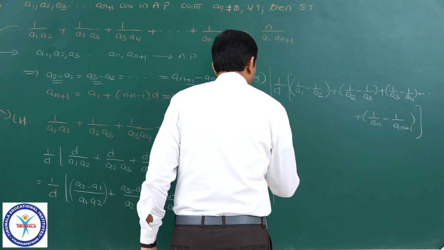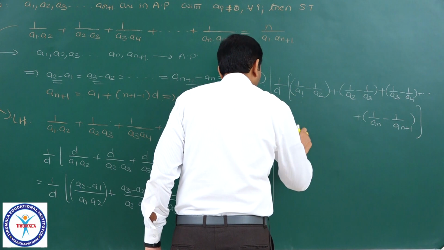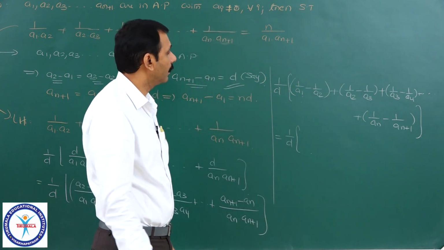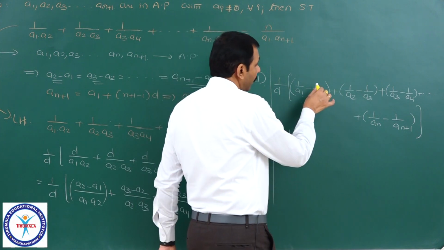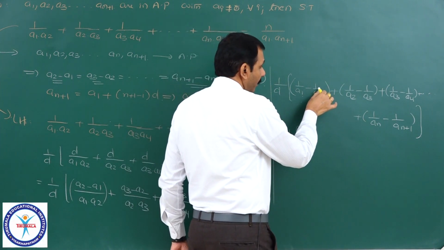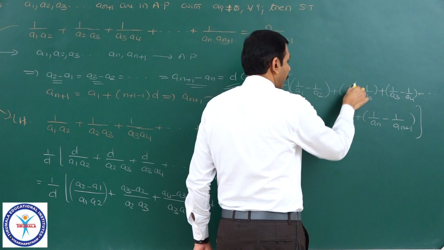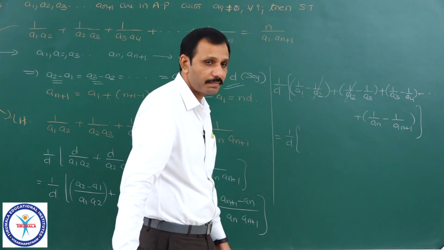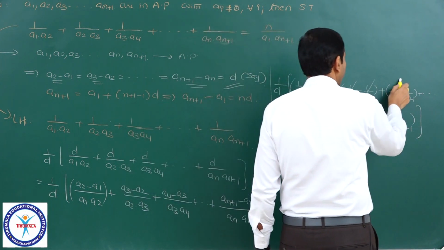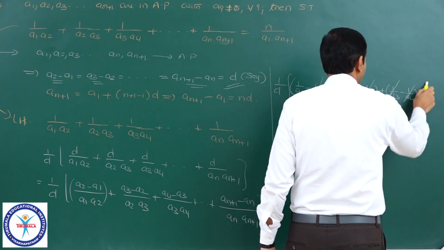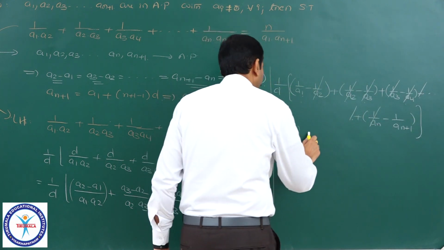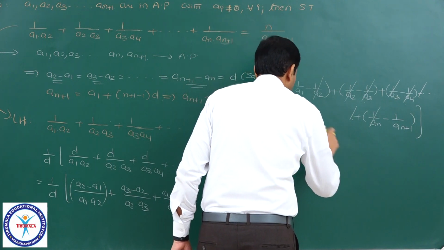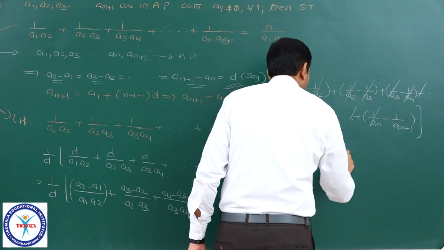It is equal to 1 by d into, observe this. Again, like the previous problem, it is telescopic addition. Here the second term of the first bracket and the first term of the second bracket will get cancelled: minus 1 by a2 plus 1 by a2. Similarly, minus 1 by a3 plus 1 by a3, minus 1 by a4 and so on, these terms will get cancelled. Now, what are the terms left over? 1 by a1, the first term of the first bracket, and the last term of the last bracket.